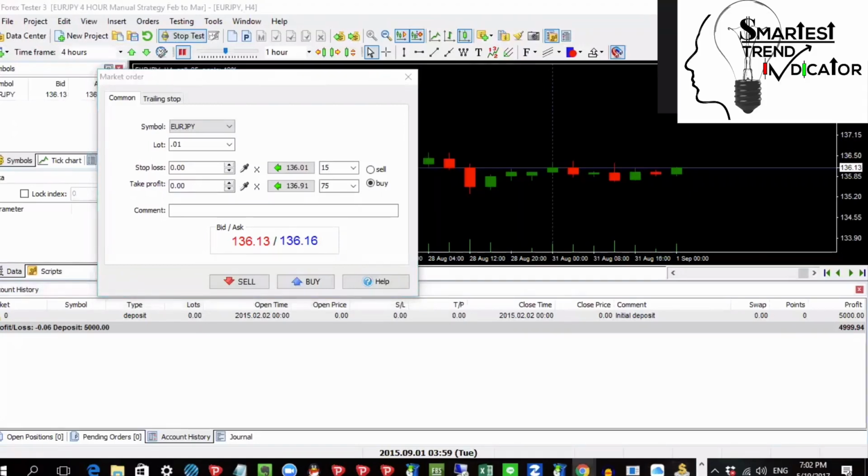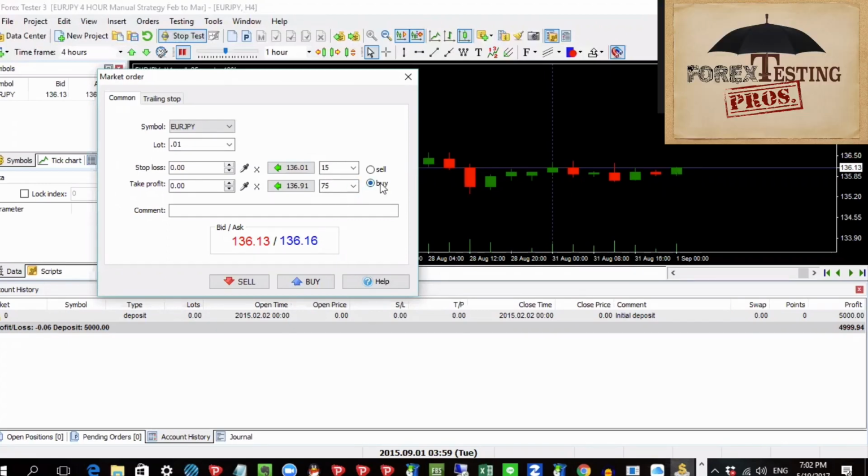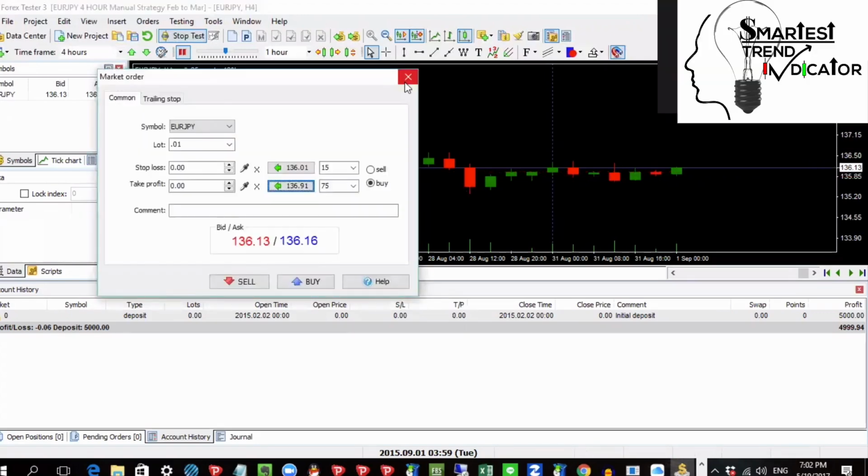Okay, I'm going to show you right now. We're starting at 0.01 lot size. Of course, we have 15 stop loss, 75 take profit. The last candle was green, so we're going to go for a buy. With this software, I can just click like this and it'll automatically put it in. But if I didn't have this software, then I would have to do it manually.